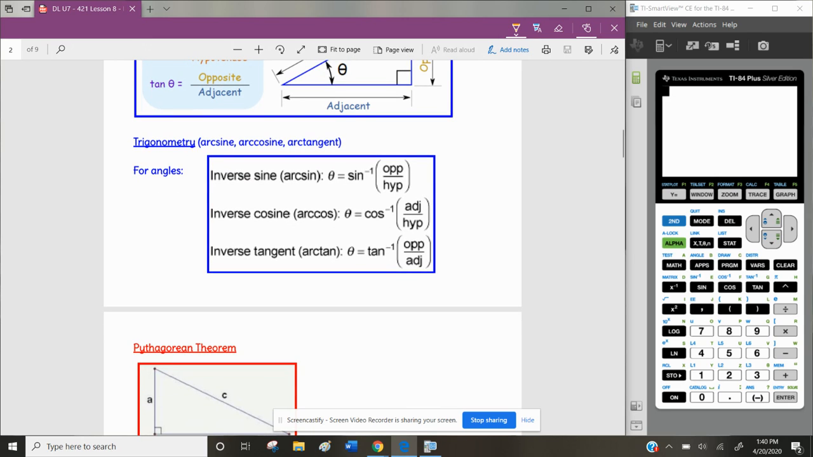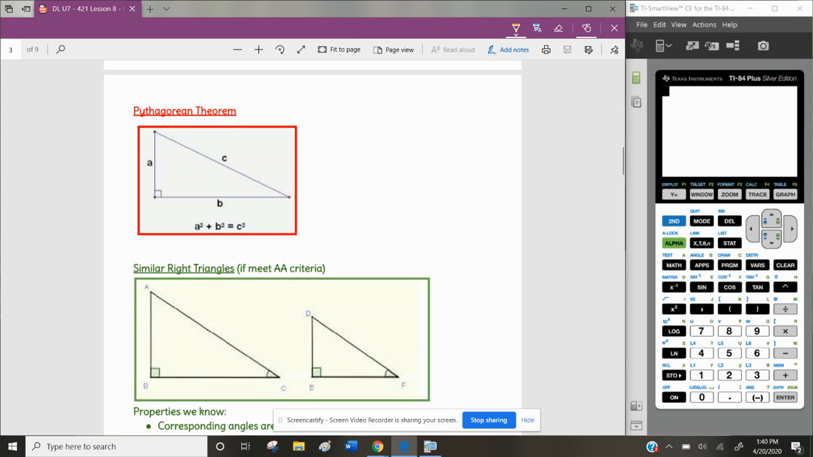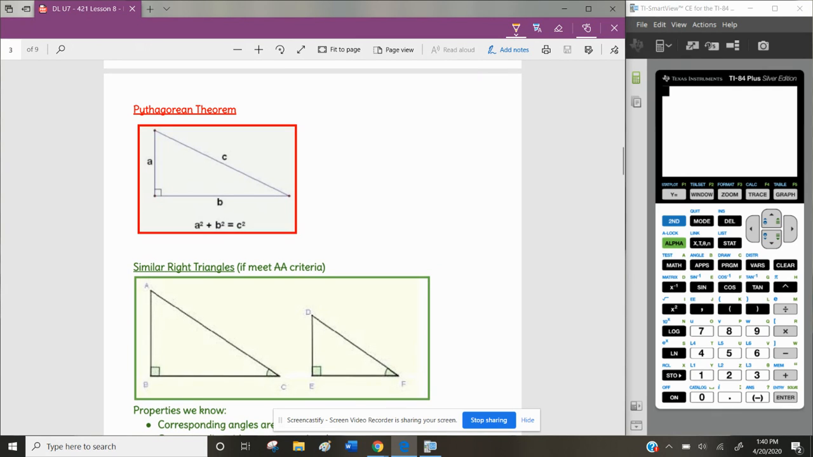Remember, we can also find angles where we would use the arc sine, arc cosine, or arc tangent, where we hit the second sine or the second cosine, depending which sides we are given. So we would need two sides to be able to use one of those ratios in order to find the angle. We are familiar with Pythagorean theorem, a squared plus b squared equals c squared. So we need to know two sides to use that.